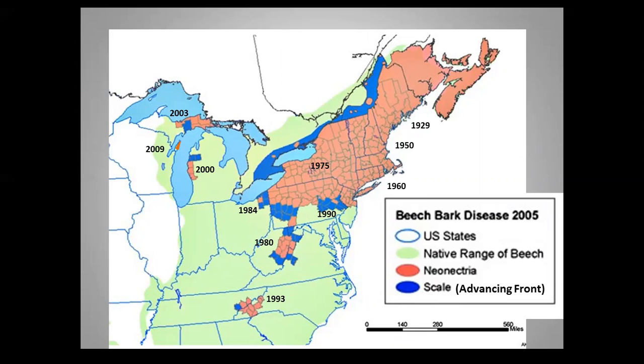The green shows the range of American beech in the United States. So the good news is that beech bark disease has not made its way through, although it is anticipated that it will continue to move throughout the range of beech. The red shows where full-blown beech bark disease is present, meaning the scale and the fungus has been identified. And then if you look at the blue areas, that is depicting that advancing scale front.